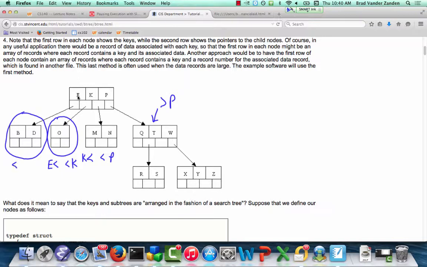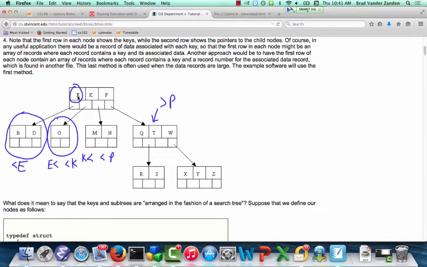Everything in this node is less than E. So basically, you look at what the key is, and then everything in its left child must be less than it, and everything in its right child must be greater than it. So it's the same kind of condition.